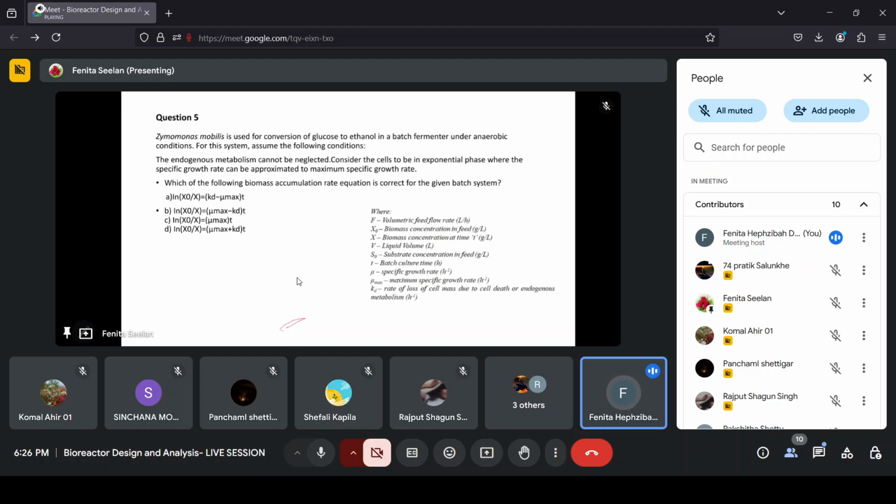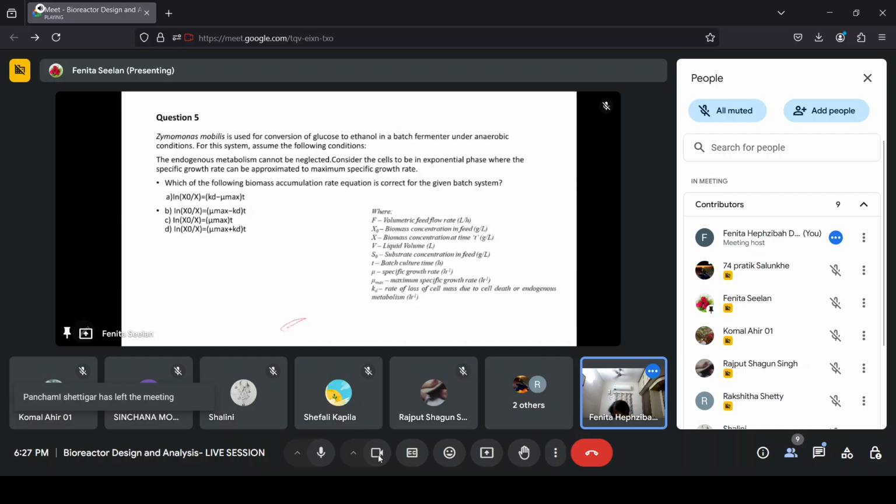We'll start solving. This is also a smaller sum only. This is about the equation. So let me read the question. Zymomonas mobilis is used for conversion of glucose to ethanol in a batch fermenter under anaerobic conditions. For this system, assume the following conditions. The endogenous metabolism cannot be neglected. Consider the cells to be in exponential phase where the specific growth rate can be approximated to maximum specific growth rate. So which of the following biomass accumulation rate equation is correct for the given batch system?